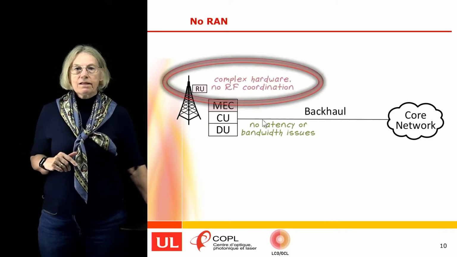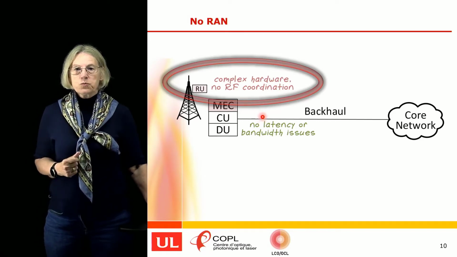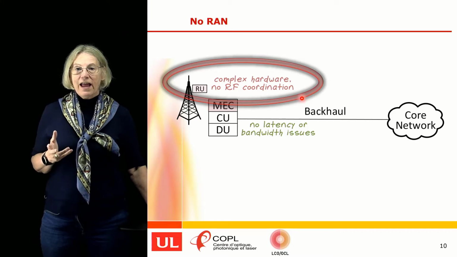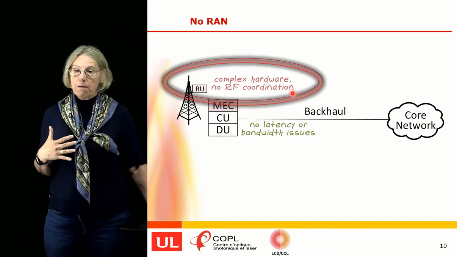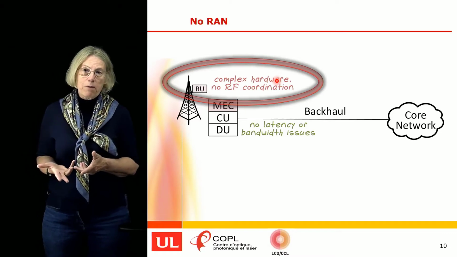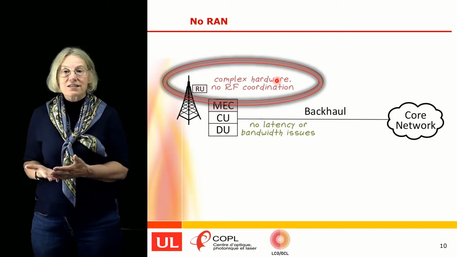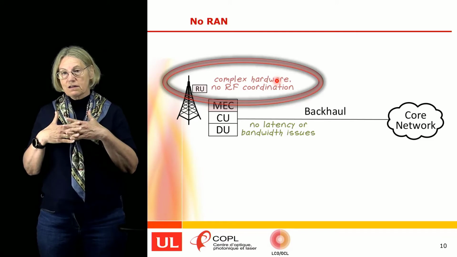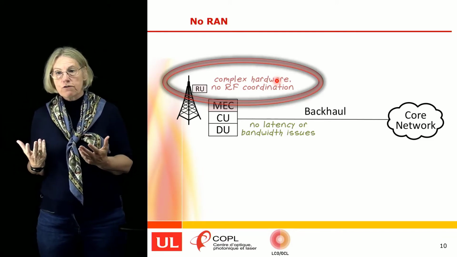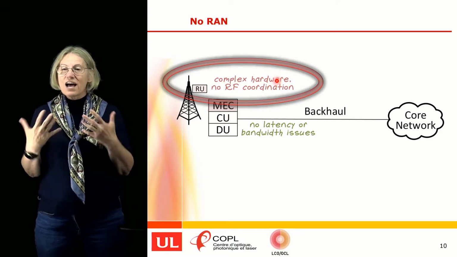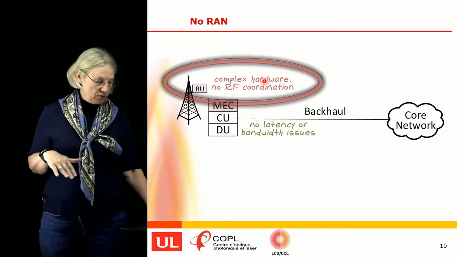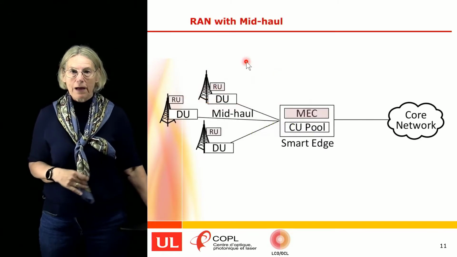Now, the problem is that this requires very complex hardware at the antenna site, and there's no RF coordination among multiple antenna sites. So of course these antenna sites can be quite remote, can be difficult to access. Maybe they don't have air conditioning. It may be the MEC processor may be very difficult to service in these locations. So it's not the most ideal scenario for putting in this distributed computational power.